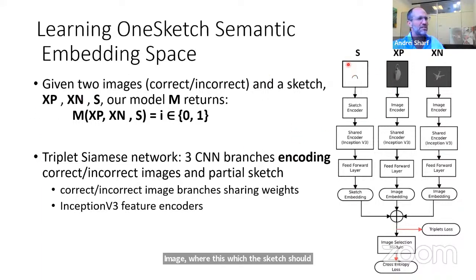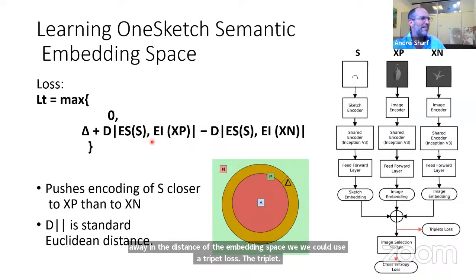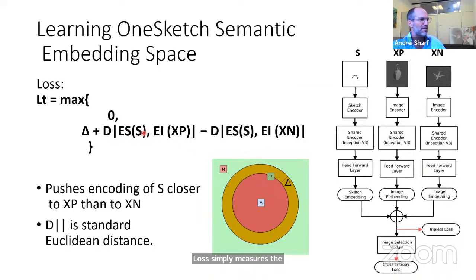Okay, and the Siamese networks are simply encoders that try to encode the three images into an embedding space such that the sketch and the positive image are close, and the sketch and the negative image are far away in the distance of the embedding space. We use a triplet loss. The triplet loss simply measures the Euclidean distance between the sketched image in the embedding space and the positive, and the sketched image in the embedding space and the negative. And this distance should be as big as possible. We try to maximize this distance.